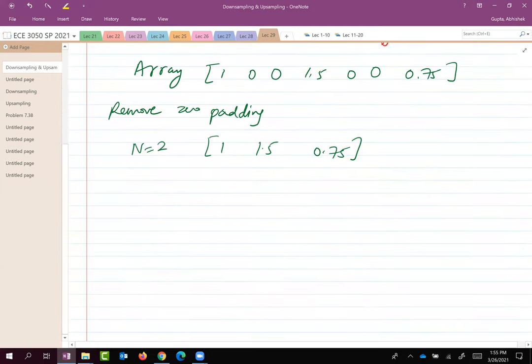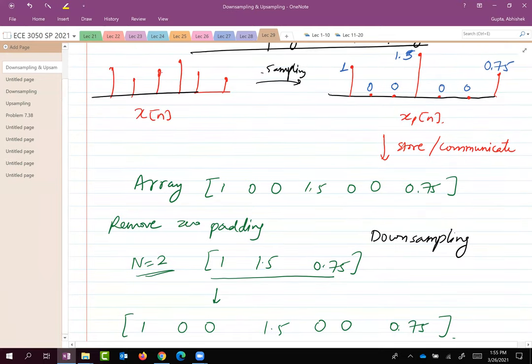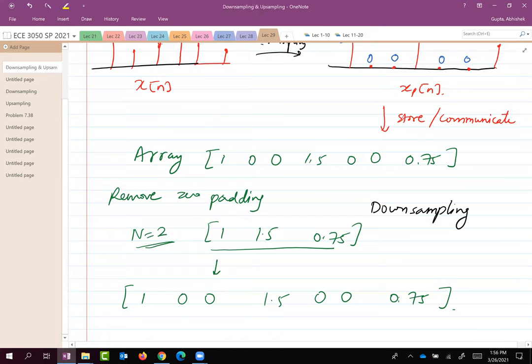And it will become clear, because then I can go through this number n equals 2 and this array. And I know that in between every two numbers, I have to insert two zeros. So when I'm retrieving that information, I can write it as 1, 0, 0, 1.5, 0, 0, 0.75, and so on. Okay, so this is a much more efficient way of storing this particular time signal. Okay, and this process of removing the zero padding is known as downsampling. So downsampling is a process through which you sample the original signal and you remove some of the intermediate points and then just have a much lower dimensional array to store or communicate that signal. Okay, so this is the process of downsampling.